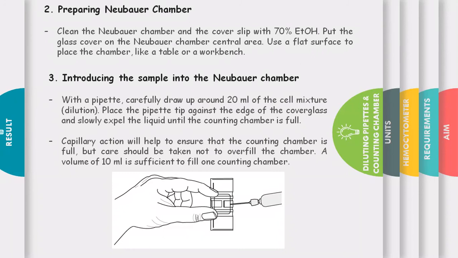Now third one is introducing the sample into the Neubauer chamber. With a pipette, carefully draw up around 20 ml of the cell mixture. Place the pipette tip against the edge of the cover glass and slowly expel the liquid until the counting chamber is full. Capillary action will help to ensure that the counting chamber is full, but care should be taken not to overfill the chamber. A volume of 10 ml is sufficient to fill one counting chamber.